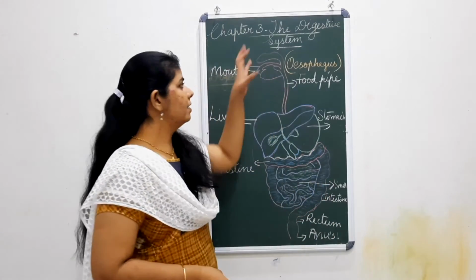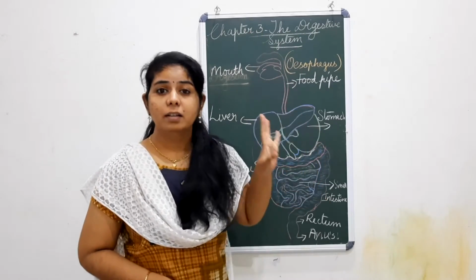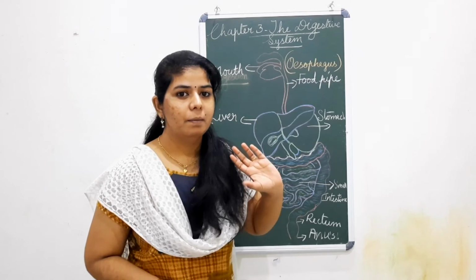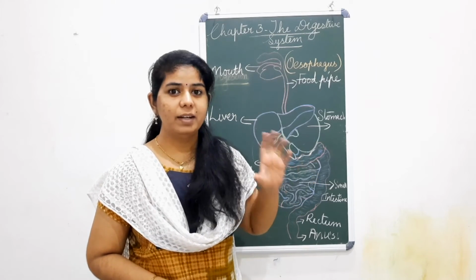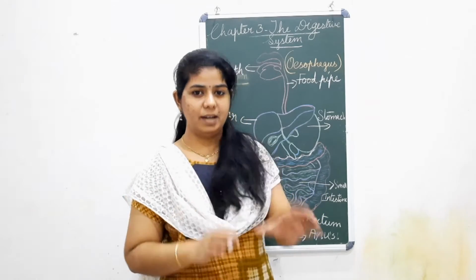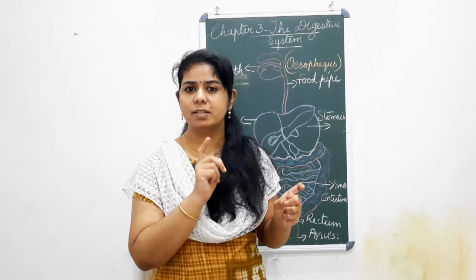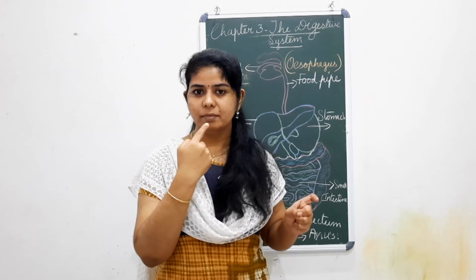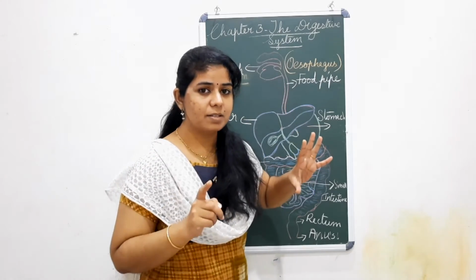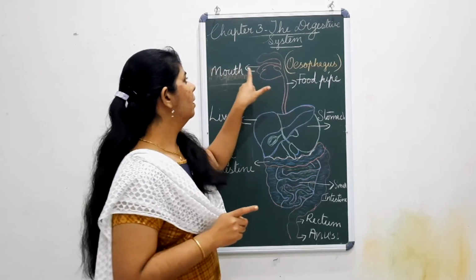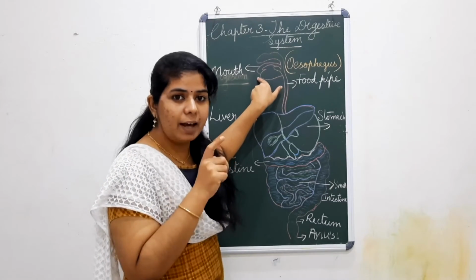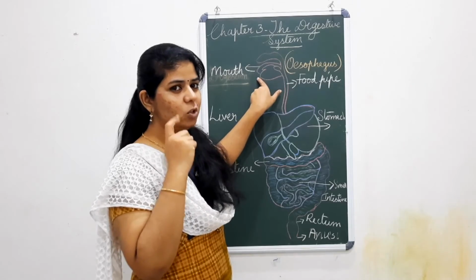These are the group of organs, the organ system, that helps us in the digestion. Digestion means what? The breaking of food into small particles. The first digestion is done in the mouth. So we are seeing the organ sequence. Which are the organs in the digestive system? The first one, mouth. The first digestion is done in the mouth with the help of saliva and teeth. Teeth are chewing the food.